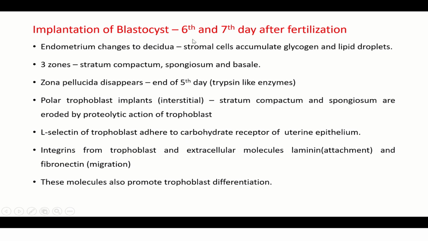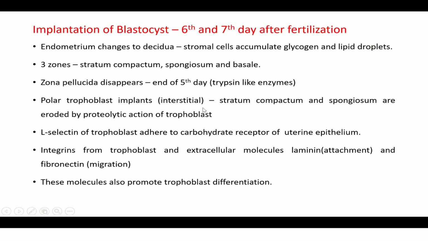Implantation of the blastocyst takes place on the 6th or 7th day after fertilization. Endometrial changes to decidua. This is called decidual reaction. The major change in decidual reaction is that stromal cells become swollen due to accumulation of glycogen and lipid droplets. There will be 3 zones: stratum compactum, spongiosum, and basal. Zona pellucida disappears by the end of the 5th day due to the action of trypsin-like enzymes.